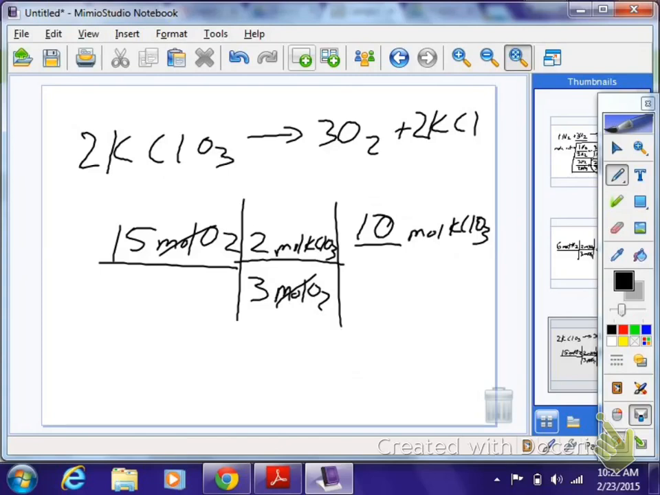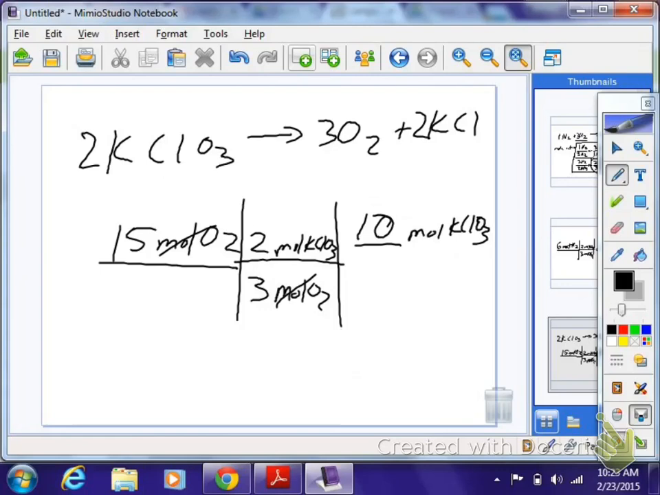So how do you get the 2 to 3? The 3 and 2 come from my balanced equation. That is my ratio. It's saying for every 3 O2s you produce, you need 2 potassium chlorates to produce each 3. And so that gives you a ratio so you can do the calculation.